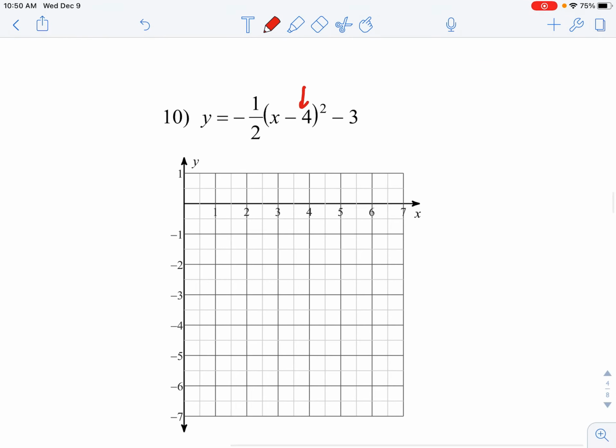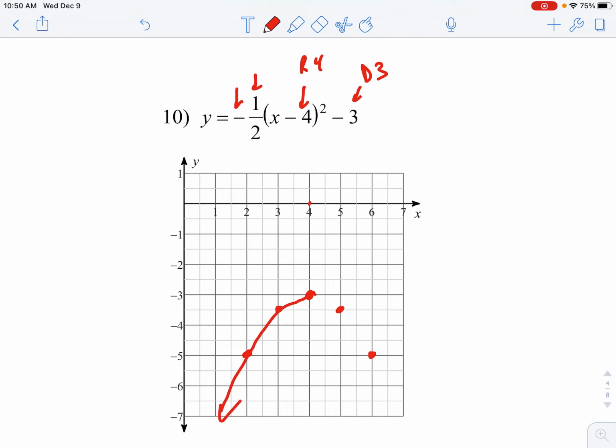Okay, so this minus 4 is right 4 units. Minus 3 is down 3 units. So right 4, down 3. There's my vertex. Upside down means my parabola is going to go that way. Multiply by a half is a shrink. So over 1, down a half in both directions instead of over 1, down 1. Over 2, down 2 instead of over 2, down 4.